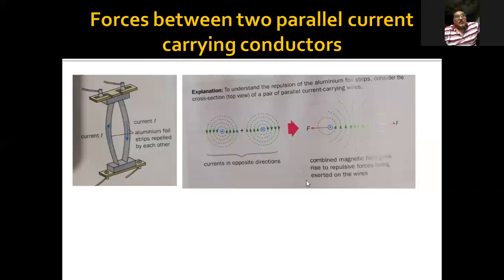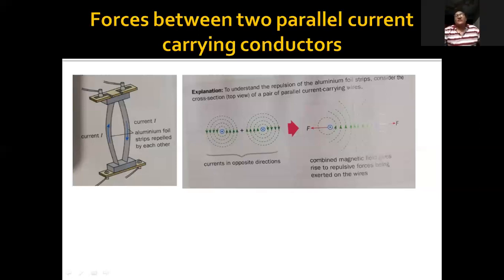Now, due to this conductor, because the current is coming out, I can apply the right-hand rule for the straight conductor. My thumb is in the direction of the current, and the curves of my finger tell me that the direction of the magnetic field will be anti-clockwise. You can see here it is anti-clockwise. And here, because the current is going into the screen, by applying the right-hand rule for the straight conductor and looking at the curves of my finger, I know that the magnetic field will be clockwise. So the magnetic field around the first conductor is anti-clockwise, and the magnetic field around the second conductor is clockwise.